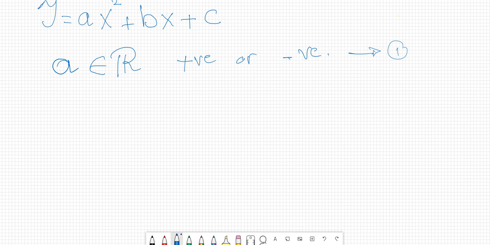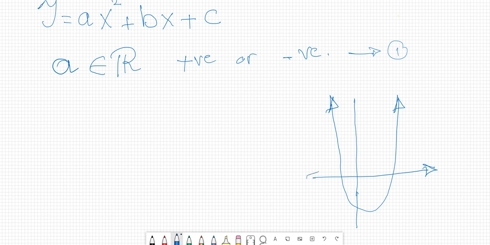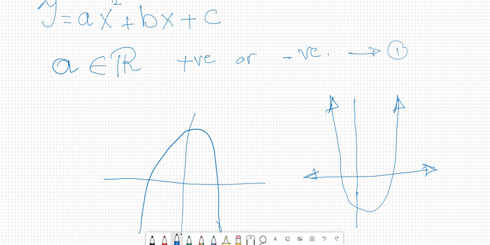What could be the shape of the quadratic equation? It could be a parabola. A parabola is this shape. It looks like the letter U, and it could also be an inverted U. So the quadratic equation could be a parabola shaped like a U, let's call it open up, or a parabola open down.